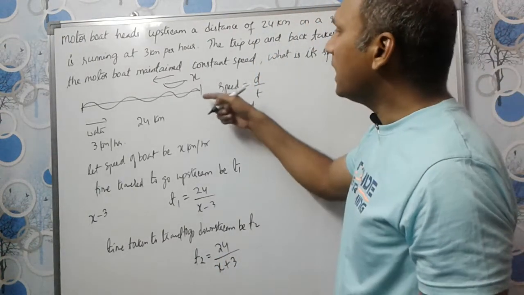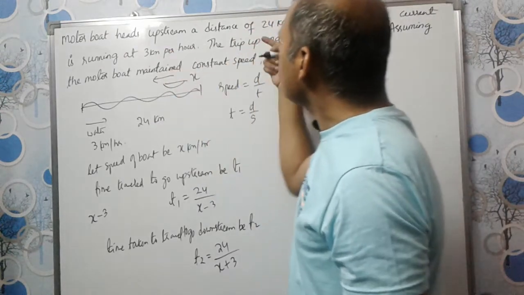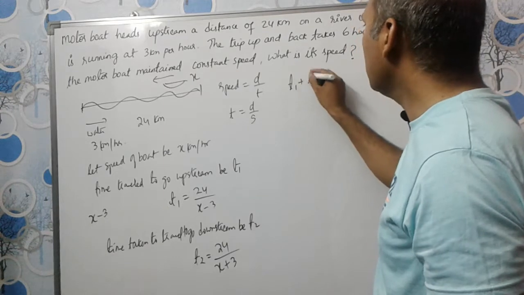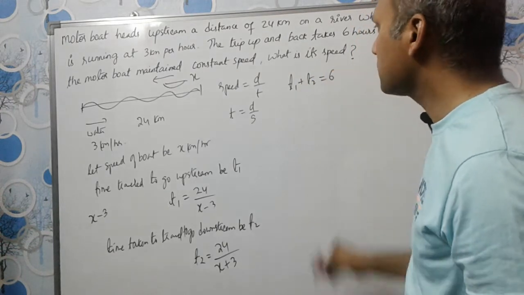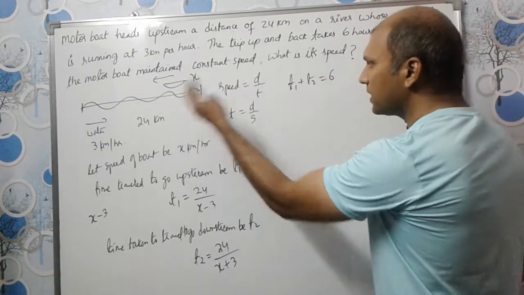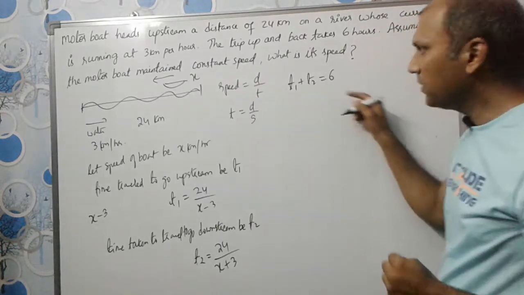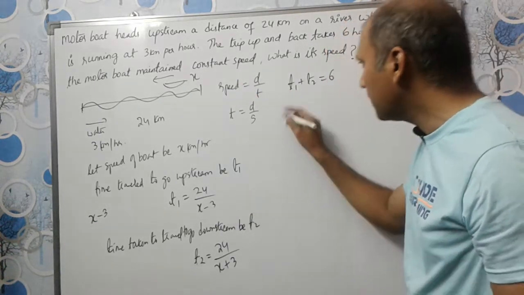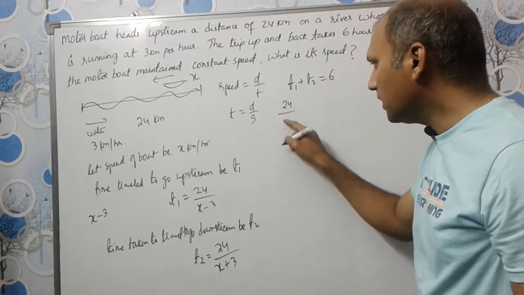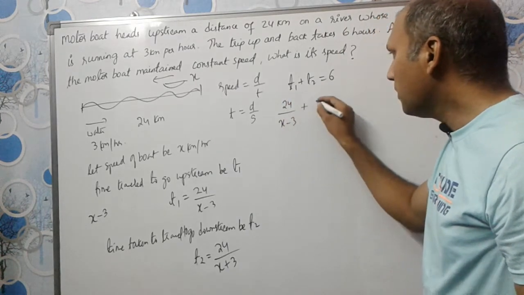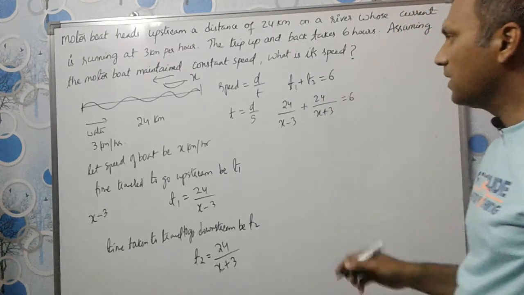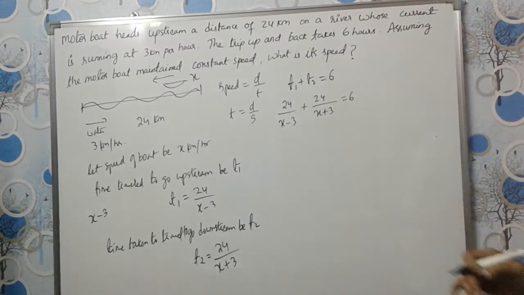Okay, and it is given that up and downstream takes how much? 6 hours. So it is given that t1 plus t2 is equal to 6 hours. t1 is the time taken to go upstream, t2 is the time taken to come downstream. So let us substitute the values of t1 and t2. So t1 is 24 by x minus 3 plus t2 is 24 by x plus 3 is equal to 6. If you simplify, we will get a quadratic equation.